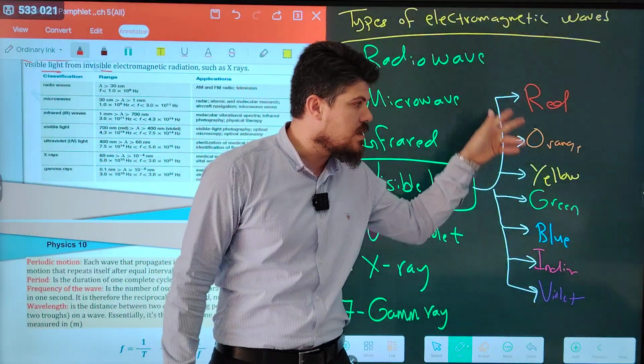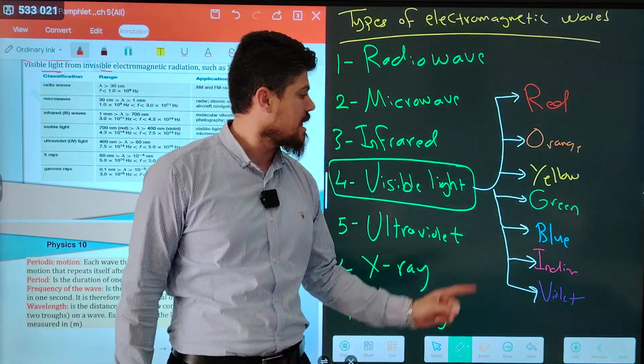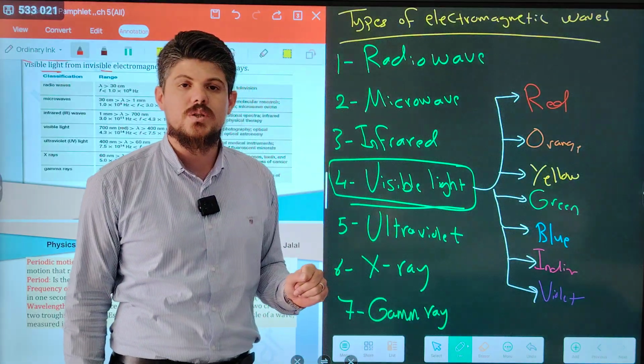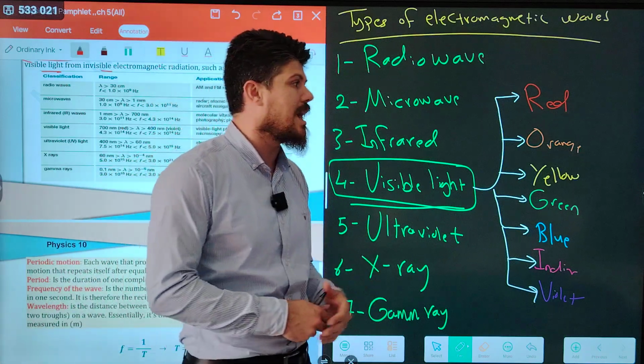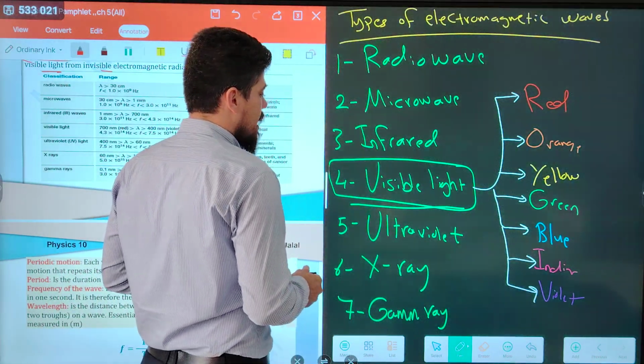So we can see these 7 colors. So that is why we call this type of electromagnetic wave visible light. Why do we call it visible light? Because we can see it. The others cannot be seen.